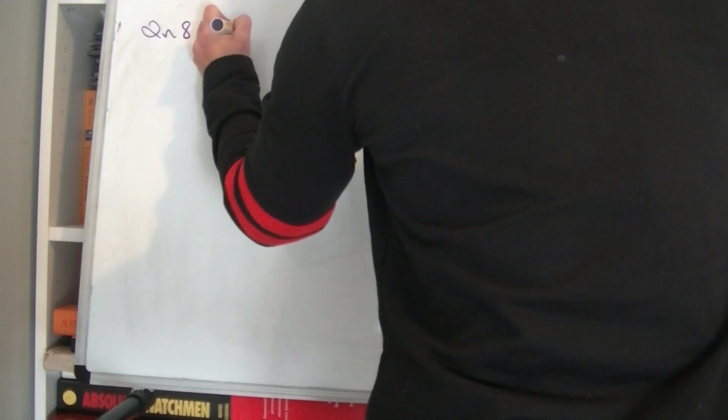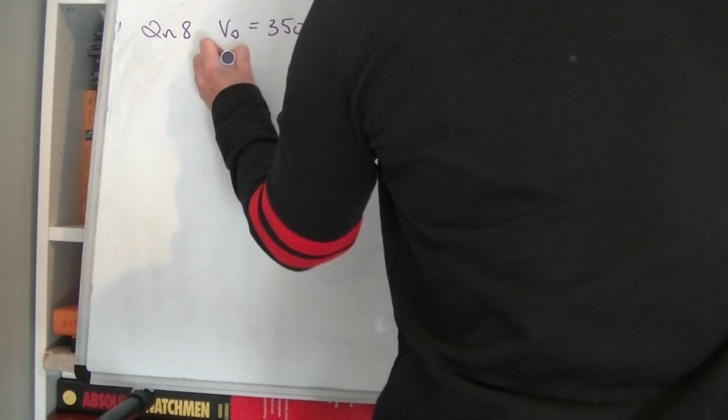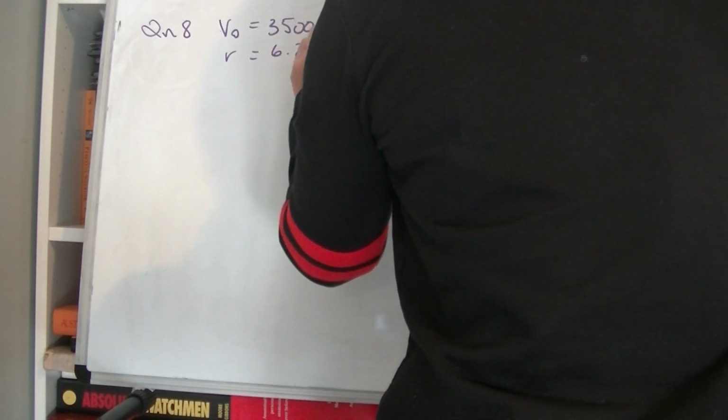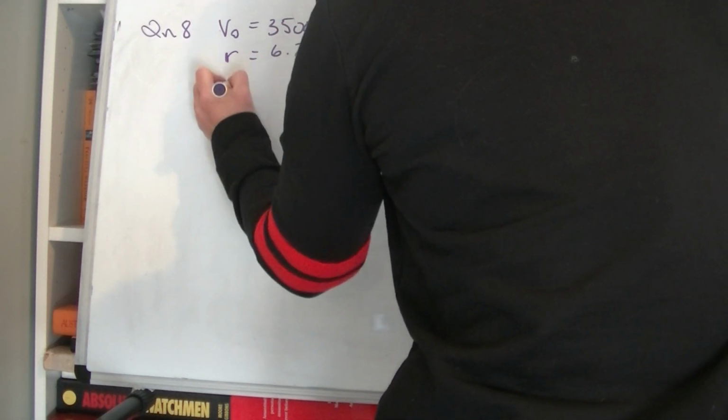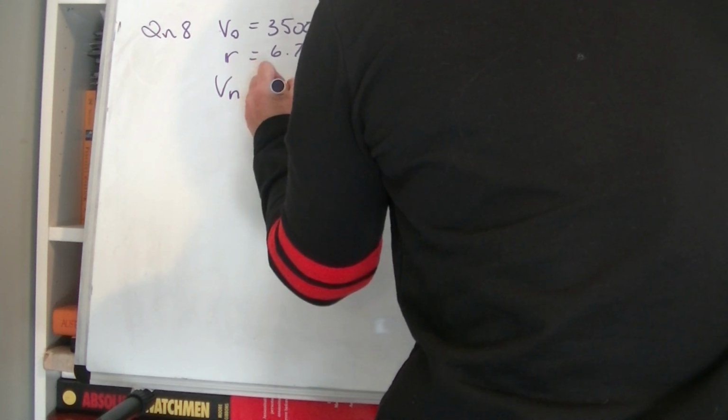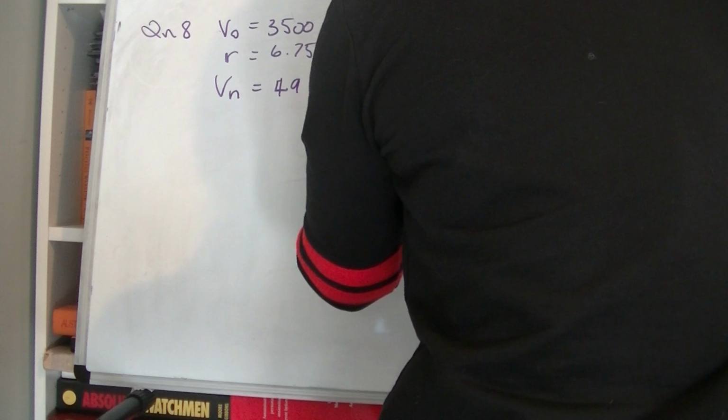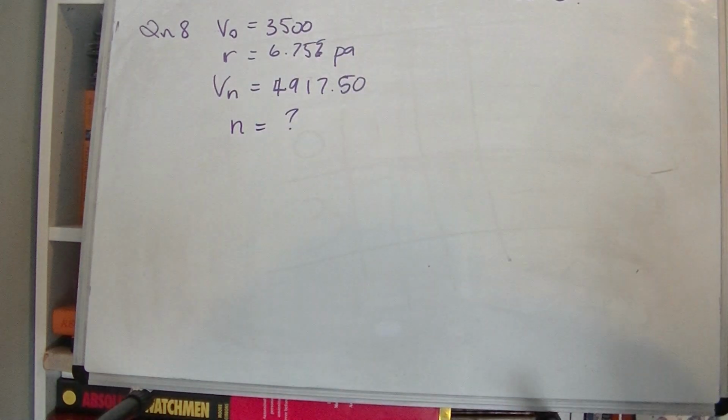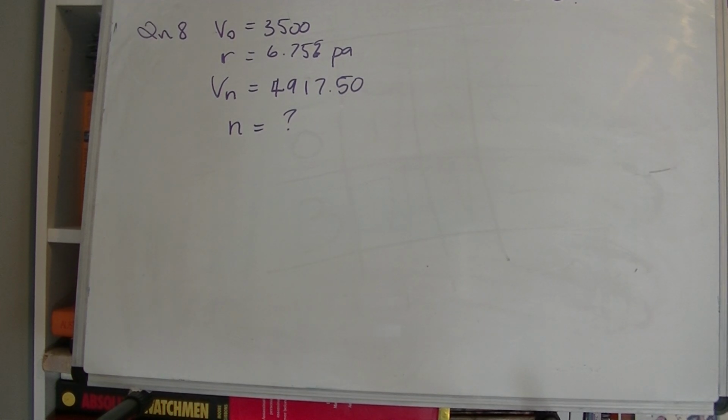So the question says Sarah invested $3,500 at 6.75% per annum. The investment now amounts to, this is the mistake, so the correct value is $4,917.50. For how many years was it invested? Highlighting the correct information, what you should be able to transpose here from that question, it told us V0 was 3,500.